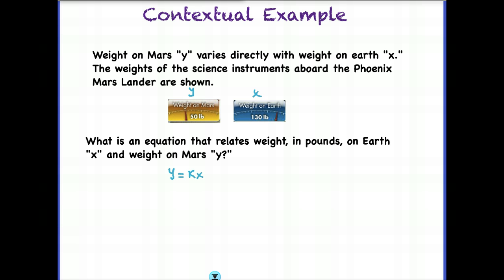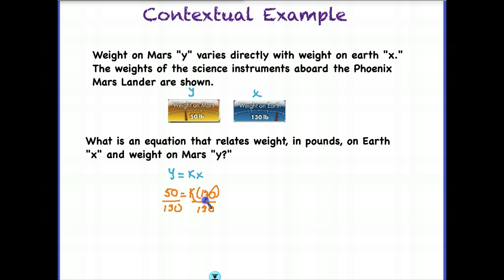that we know. So the y is 50. You're 50 pounds on Mars. We don't know the constant of variation. We're about to find it. When the weight on Earth of the same instruments is 130. So let's find our constant of variation. So we're going to divide both sides by 130. Okay, now when we're doing our constant of variation, it's helpful to have a number in this case because this is a real world example.